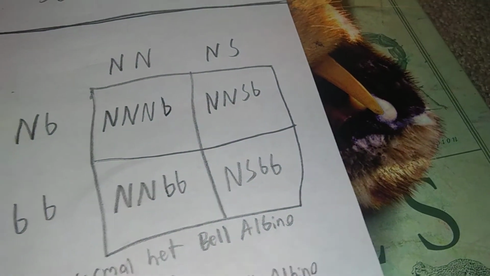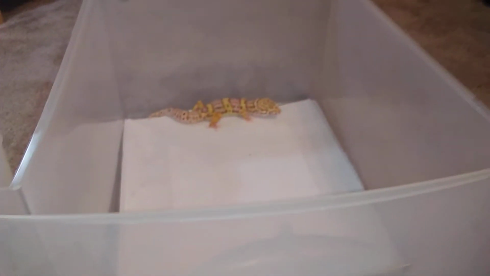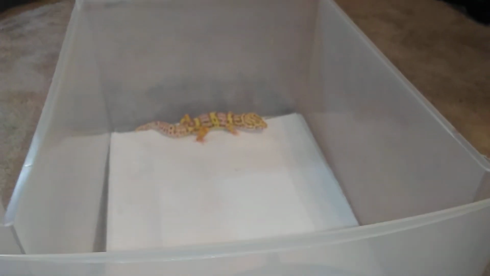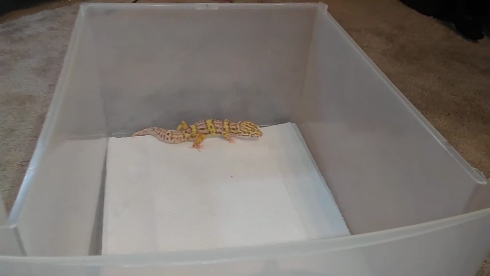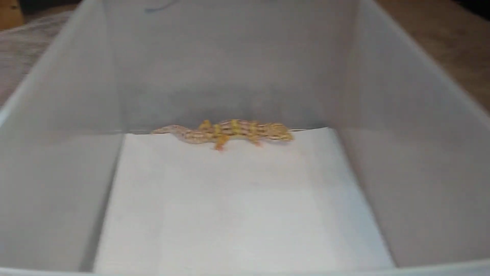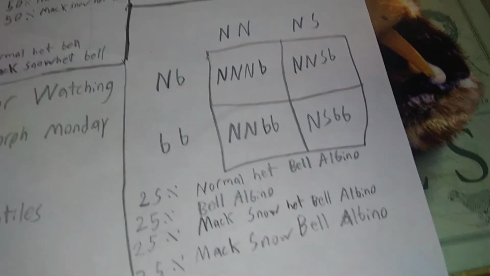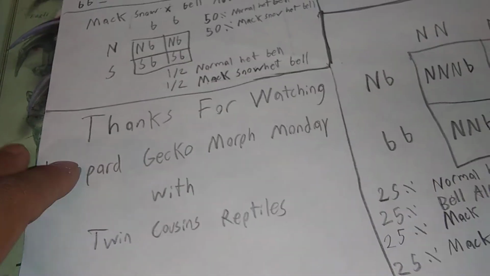Now, even though this is not how this guy was produced, that is basically how the morph is produced. This guy is produced by crossing a Mack Snow Bell albino to a Mack Snow Bell albino. You're going to get a 50% chance of these guys. But that's basically it for recessive crosses.